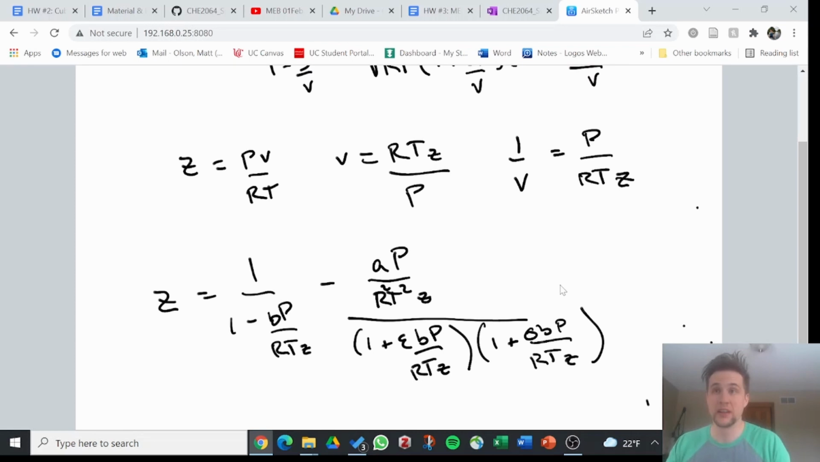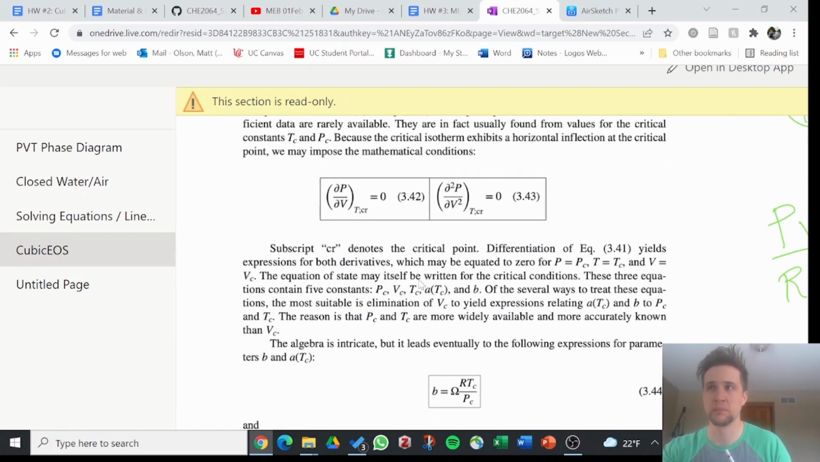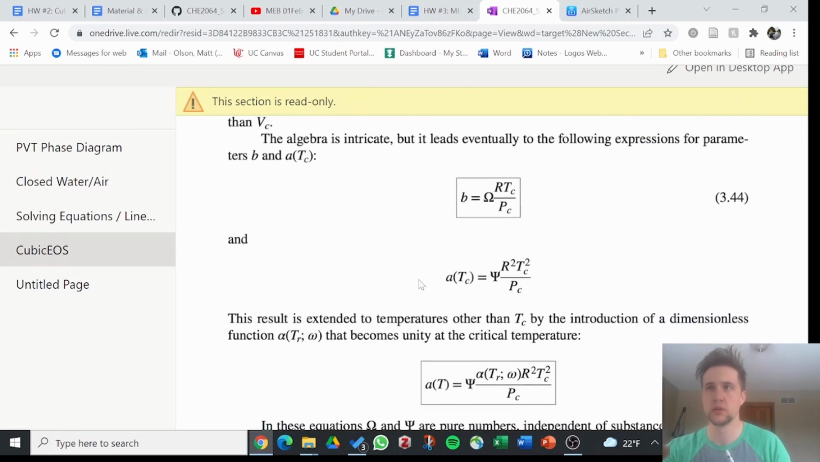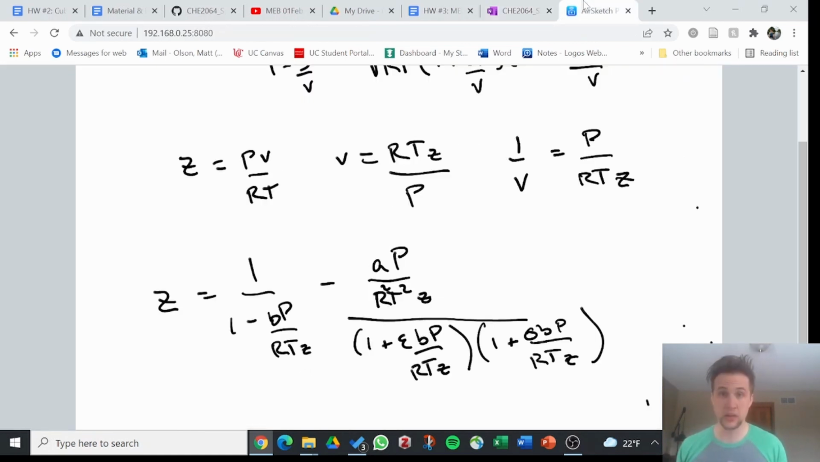Okay, now thankfully we don't have to leave it like this. This is in one sense expressed in terms of the compressibility factor, but that's a lot of variables. And so we can simplify this further, because what we have here are terms that have already been expressed. So we've got beta equaling BP over RT, and then Q equaling A with respect to temperature divided by B times R times T. And so that's going to allow us to plug these in and simplify our equation down, which is going to be nice. So let's go ahead and do that here.